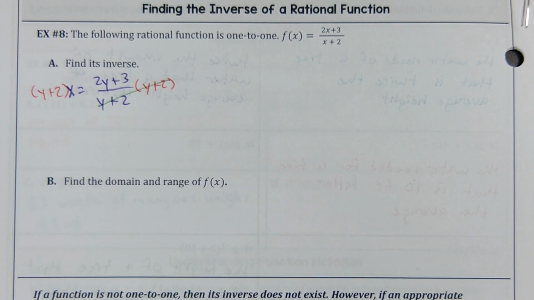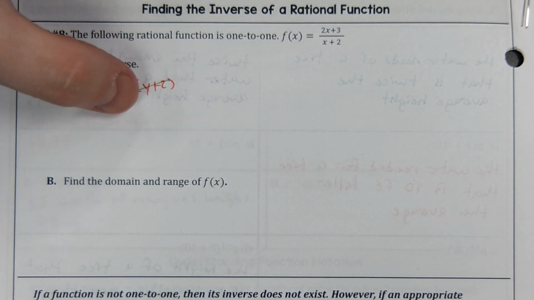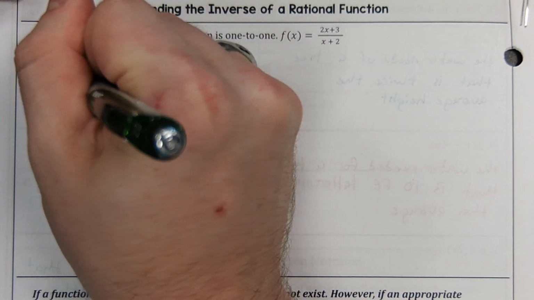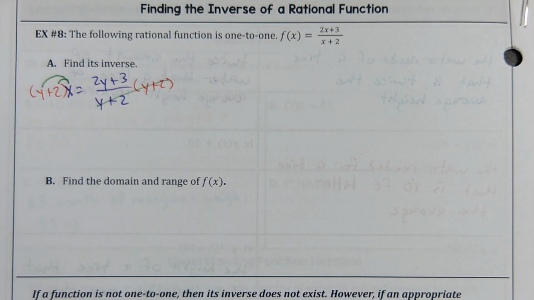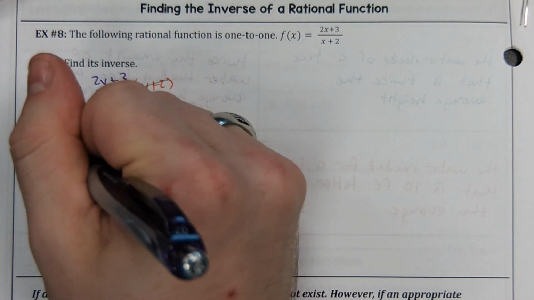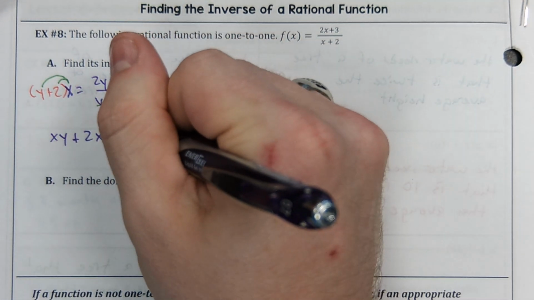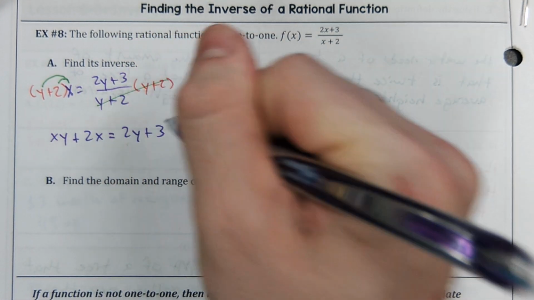On the right side, I know my left from my right. Who said I don't? The y plus 2's are gone on the right side. On the left side, you're going to need to distribute this x. That's going to give you xy plus 2x. And on the right side, all that's left is 2y plus 3.